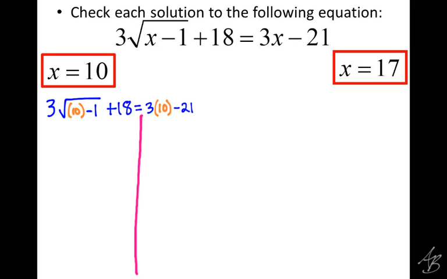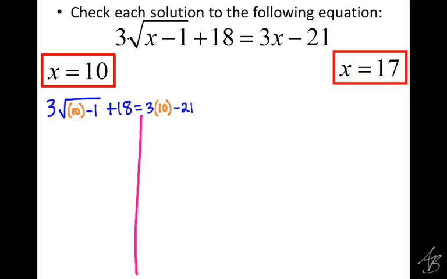It's a reminder that whatever we do on one side, we have to do on the other, but we're not doing that right now. All right, we're just going to simplify. So looking at the left side, what's the first thing I'm going to simplify? Am I going to do 3 times 10? Am I going to do 10 minus 1? Am I going to do negative 1 plus 18? Am I going to take the square root of 10? We can't do 3 times 10 because 10's in the square root and 3 is not.